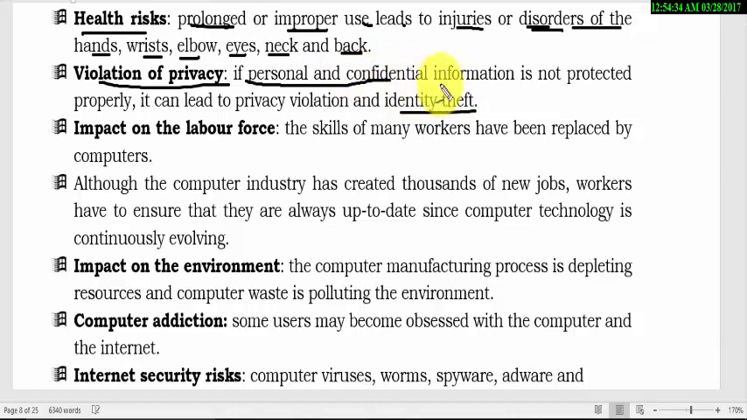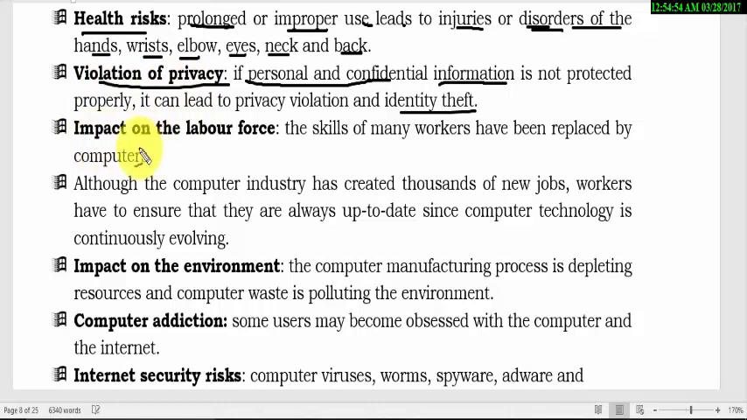Especially when you are on the internet, when your computer is accessing the internet, people may get your details, like your date of birth, and maybe bank account details for our parents who are working. So that is what we call violation of privacy.